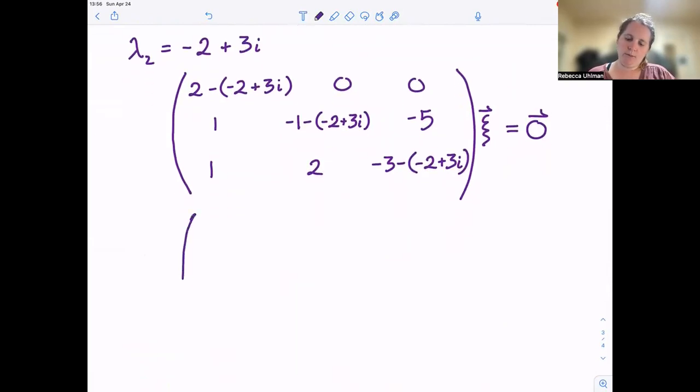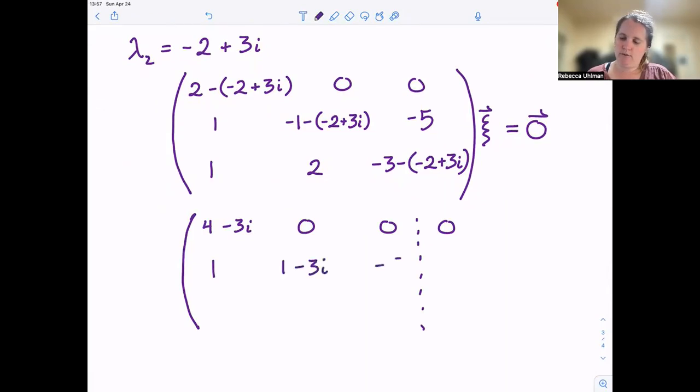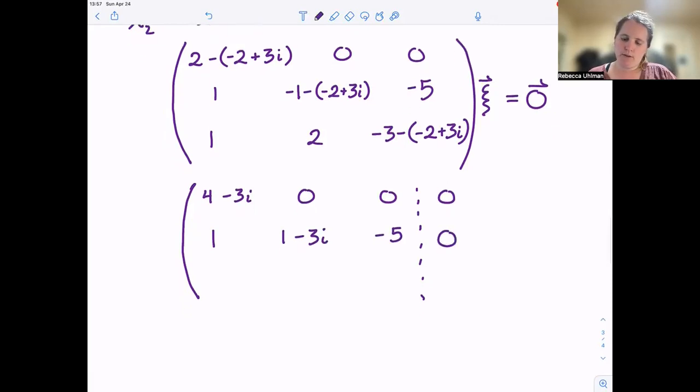So forming our augmented matrix, our first row is 4 minus 3i, then 0, 0, and augmentation 0. Our second row will be 1, 1 minus 3i, negative 5 with augmentation 0. And our last row will be 1, 2, and -1 minus 3i with augmentation 0.